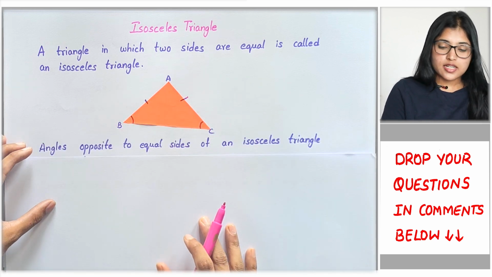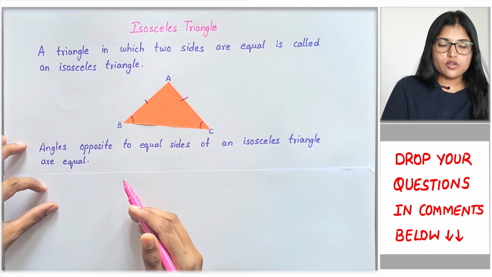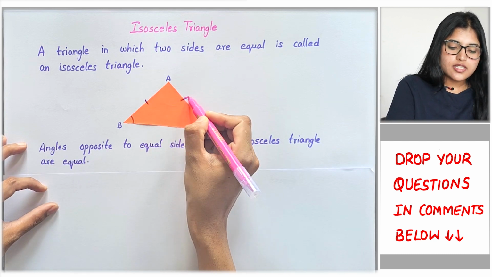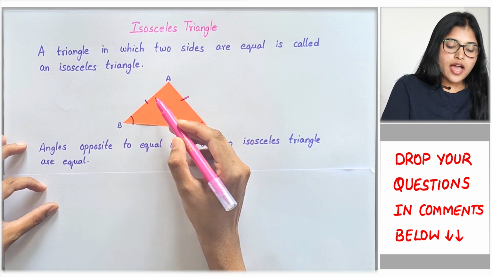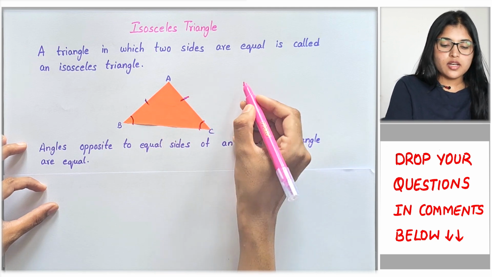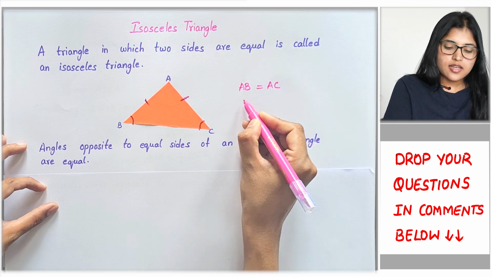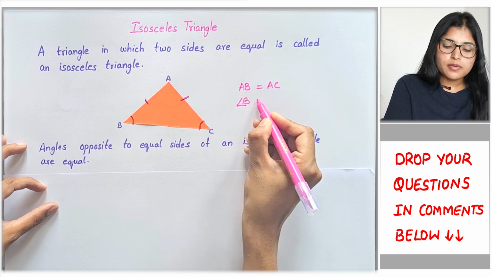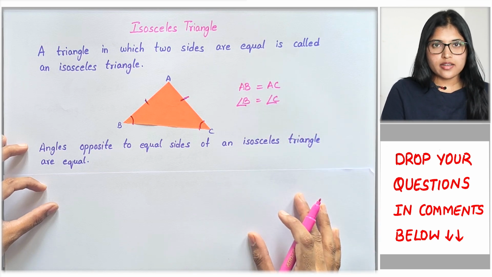In every isosceles triangle, angles opposite to equal sides are equal. So, this side is equal to this side. So, the angle opposite to this side, that is angle B, and the angle opposite to this side, that is angle C, will also be equal. In this case, if AB equals AC, then angle B will be equal to angle C. That's a property of an isosceles triangle.